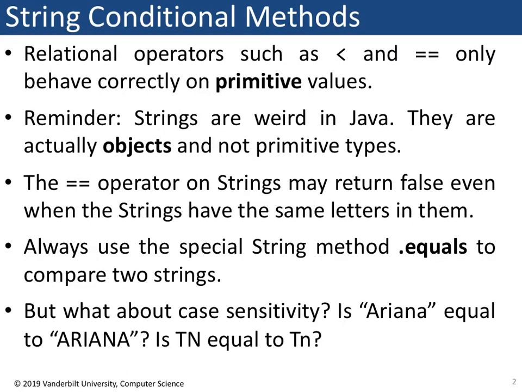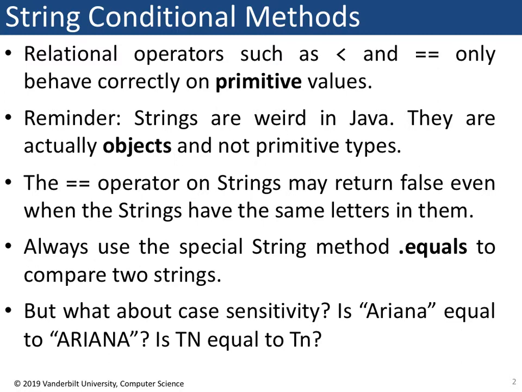So we've introduced a lot of relational operators such as less than or equals or not equals, greater than or equal to, those sort of operators. It's important to understand that these relational operators are only claimed to behave correctly on primitive values, so primitive data types. So this is the reason that string has a built-in method for comparing that we discussed previously. Strings are not primitive types. Strings are actually objects which are made from primitive types. Specifically, strings are made from chars.